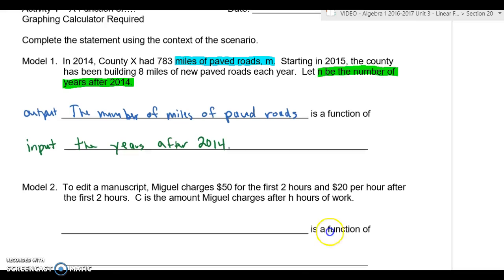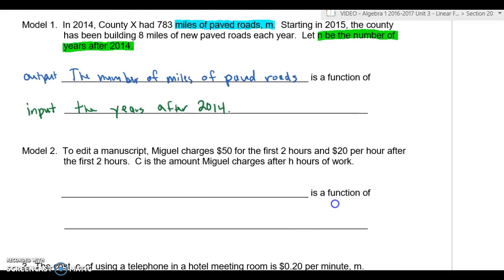Let's look at another one here. To edit a manuscript, Miguel charges $50 for the first 2 hours of work and $20 per hour after the first 2 hours. C is the amount Miguel charges after each hours of work. So again, we want to think about this in terms of what's going to affect the other.